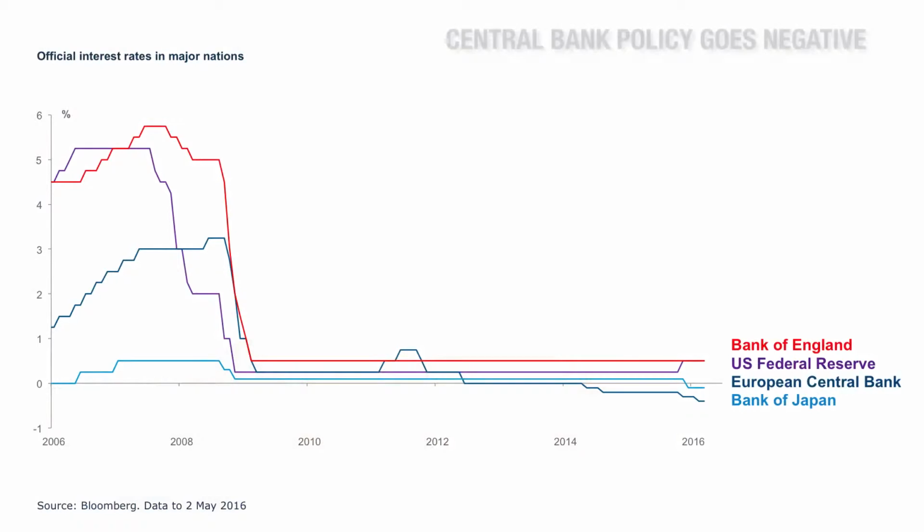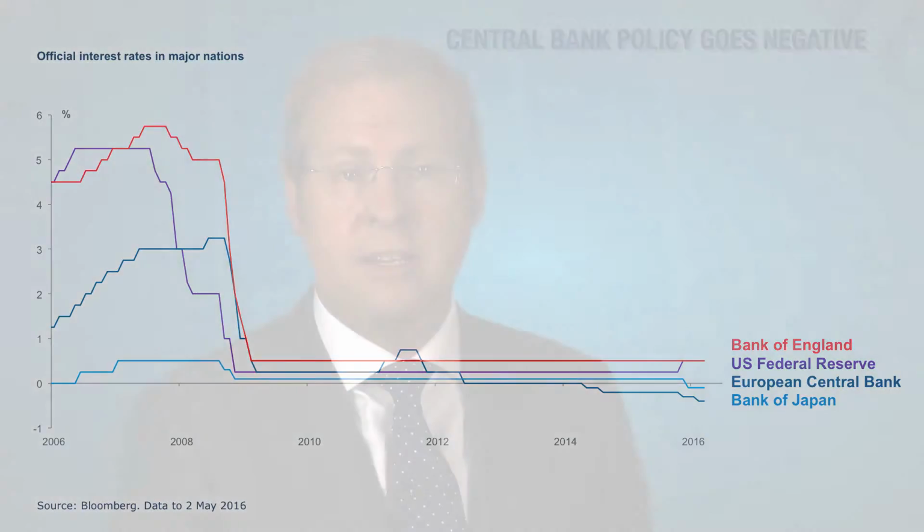The second factor is exceptionally easy monetary policy. The US Federal Reserve's interest rate cycle is now expected to be even more gradual than originally planned. While many other central banks, like the People's Bank of China, the Reserve Bank of India, the Reserve Bank of New Zealand, and our own RBA, are expected to cut interest rates further this year.